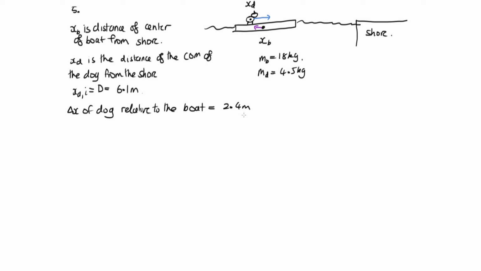But let's just be very clear on what we've got here. So the change in the distance of the dog relative to the boat is 2.4, which means that the change in x of the dog minus the change in x of the boat is equal to 2.4. But as we've just shown in our little sketch up here, these are in opposite directions. So we can write that this is the change in displacement of the dog plus the change in displacement of the boat. The absolute value is equal to 2.4. So we've got one equation that we're going to have to use here to describe the relative displacements.